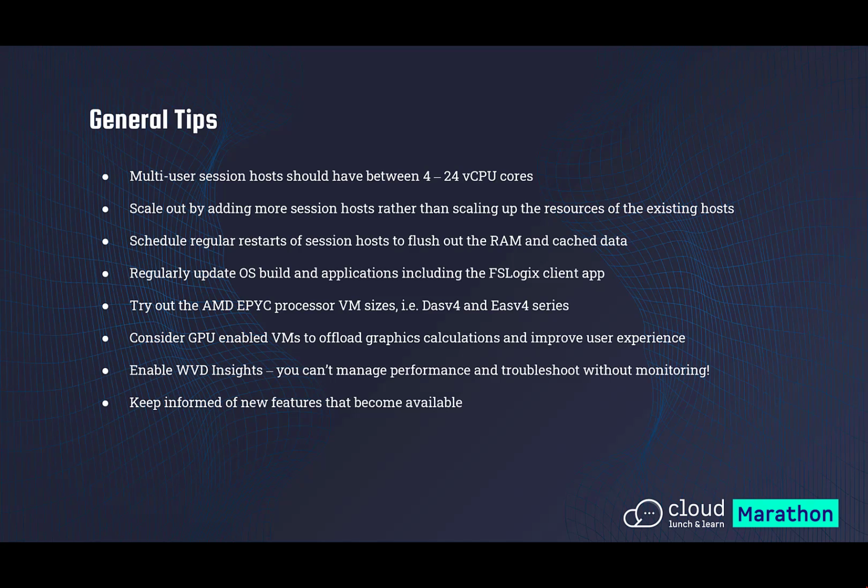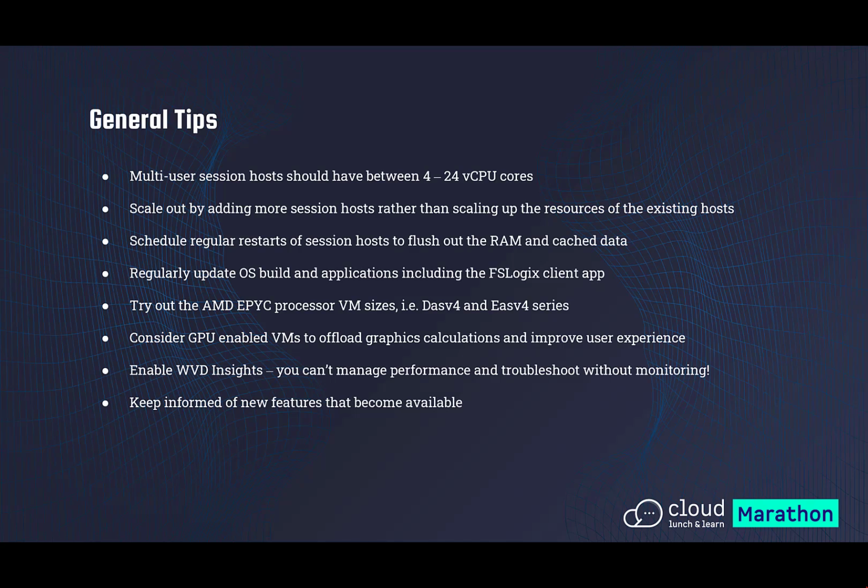Why no more than 24 cores? Well, once you get up into 32 plus cores, you start to run into processor synchronization issues. So it actually starts to have a negative impact on user performance when you go above 24 cores. So the advice is usually to scale out. Rather than just keep scaling up the machines and adding more and more resources, it's better to scale out. Add a second or a third machine.